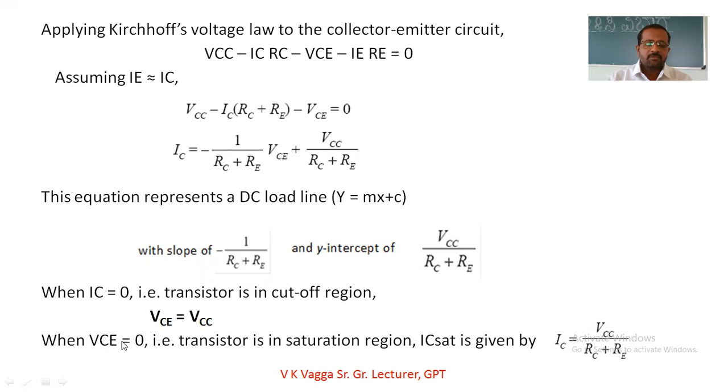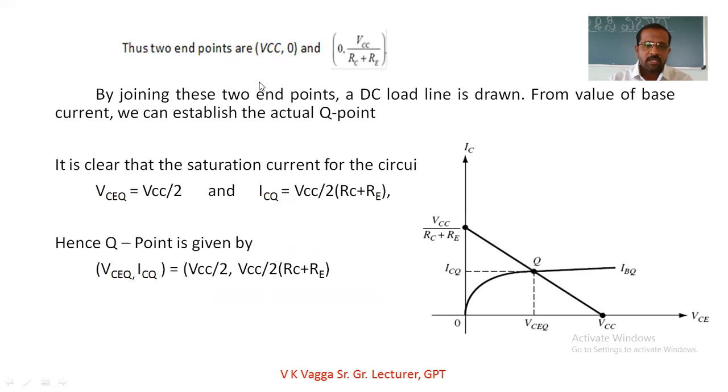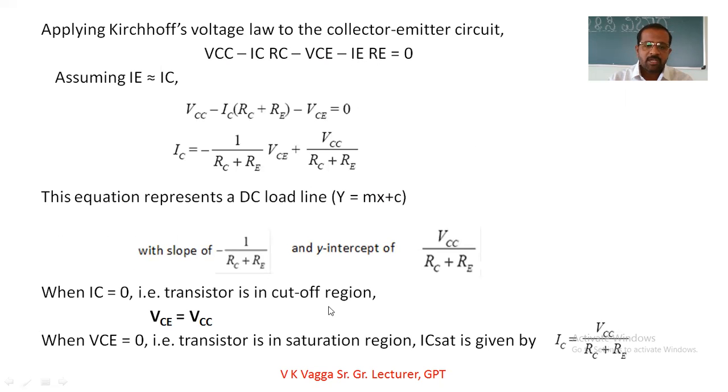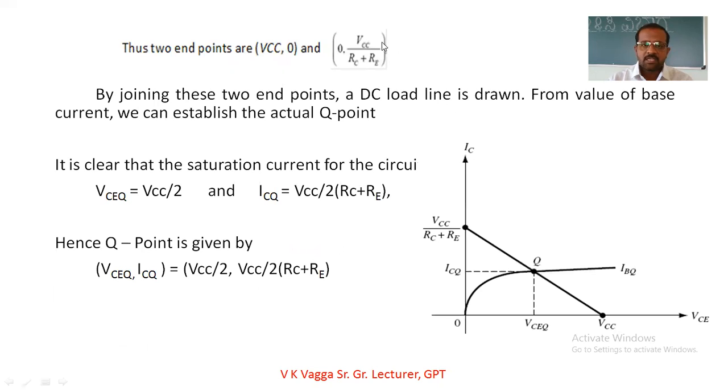In the same way, if I take VCE is equal to 0, I can get the saturation current. If I place VCE is equal to 0, it is multiplied with 1 divided by RC plus RE, which means it is equal to 0. I can get the value of IC is equal to VCC divided by RC plus RE. So I get one point as VCC comma 0, and another point as 0 comma VCC divided by RC plus RE.